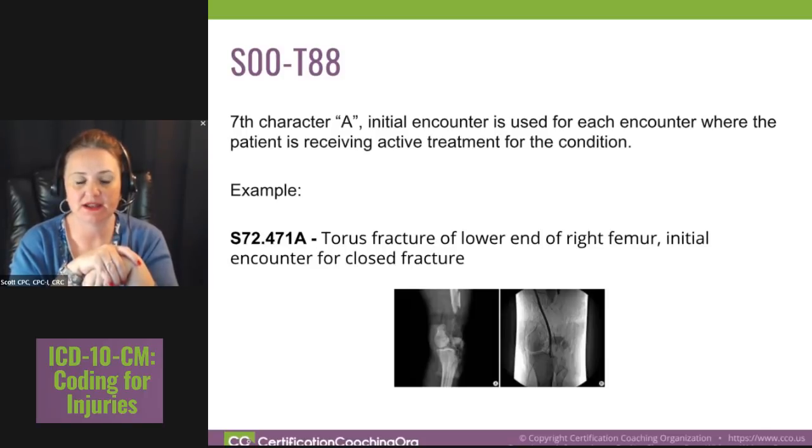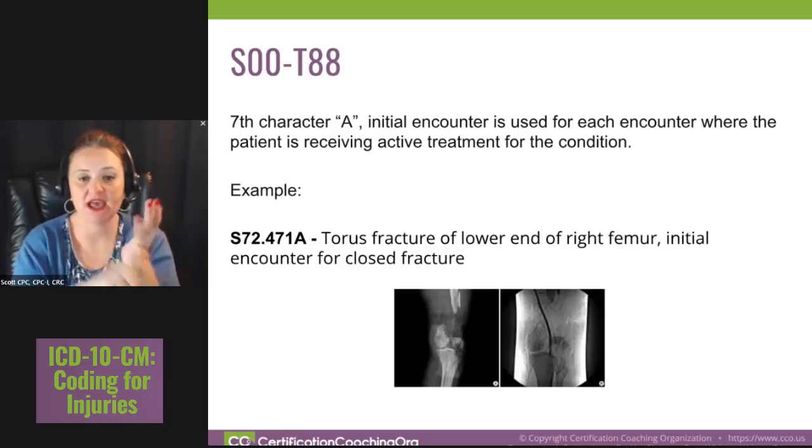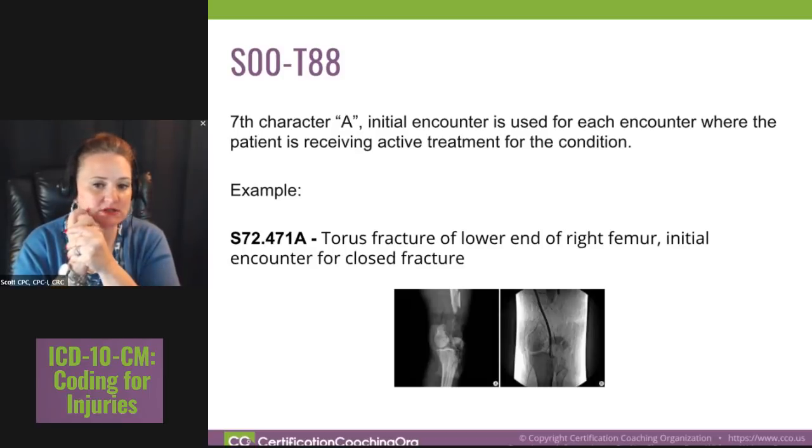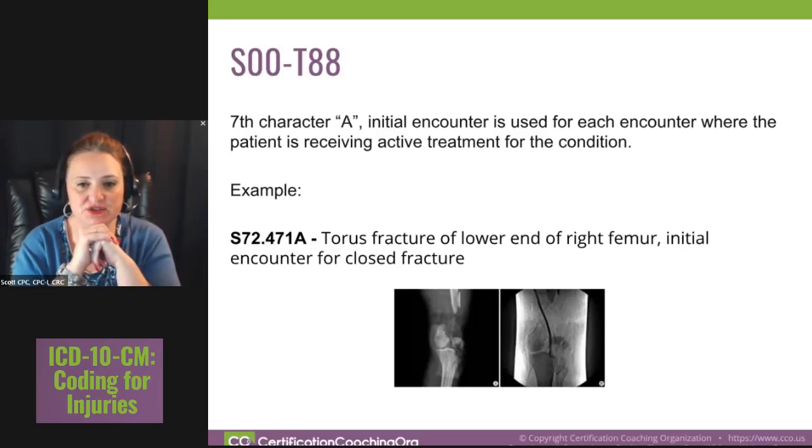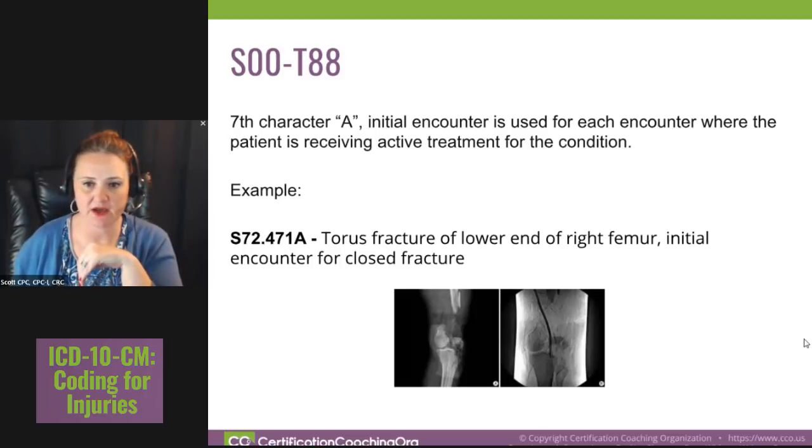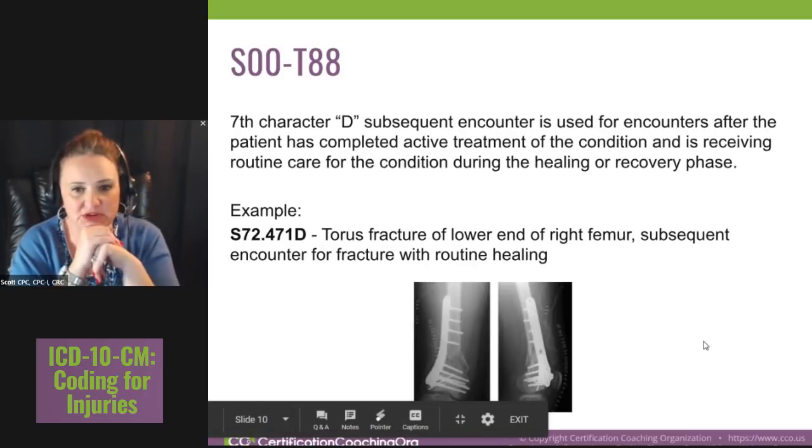So again, that tells us S is a fracture code. 7.2 is going to get us to the fact that we've got a fracture of the femur, and then it describes that it's a torus fracture of the femur. Then it tells us that it's a closed fracture, and the S72 tells us that, and then it's an initial encounter, which ends in an A. Right, so they came into the ER, they took these initial views of this fracture, and we know where it's located. Okay, now let's jump to subsequent.